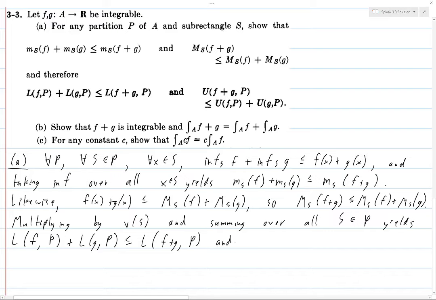And then we do a similar thing for the upper sums, and we get U of F plus G,P is less than or equal to U of F,P plus U of G,P. And that's part A. Okay, so we've done that, and now we're moving on to part B.